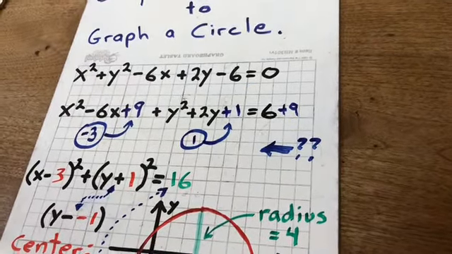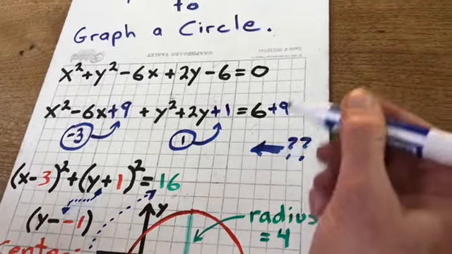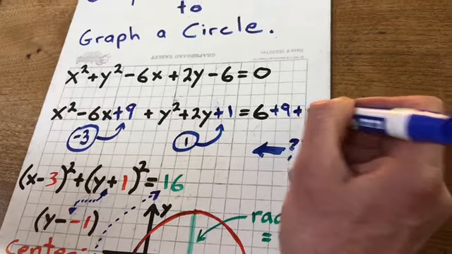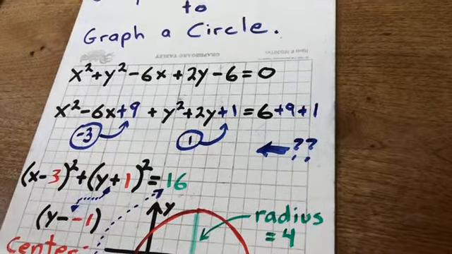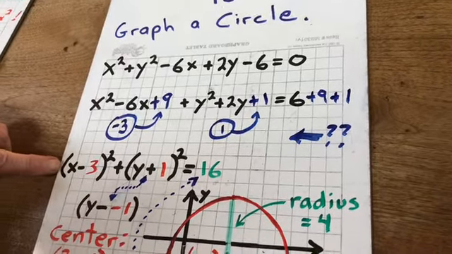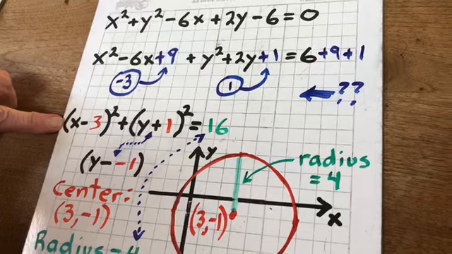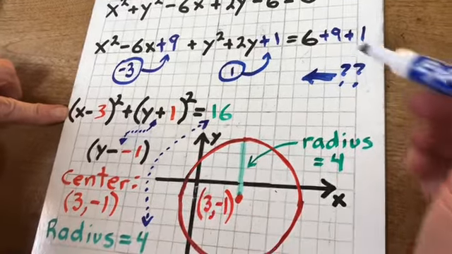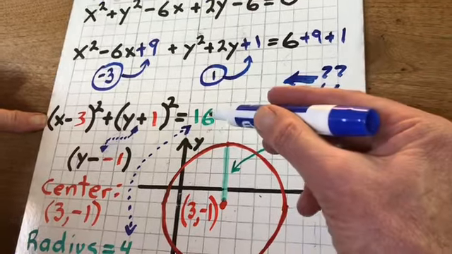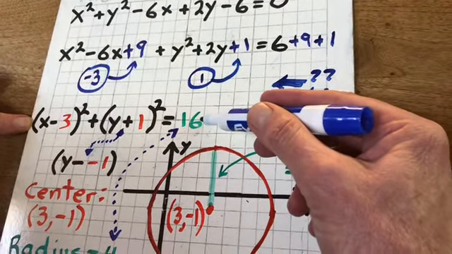Now, you take all your x's, include, I almost forgot to add 1 to the other side. Oh my goodness, we need it there, don't we? All right, now, we're getting closer to what we're looking for. We're looking for the circle in a form where we can graph it easily. 6 plus 9 is 15 plus 1 is 16. Hey, that's the radius squared.